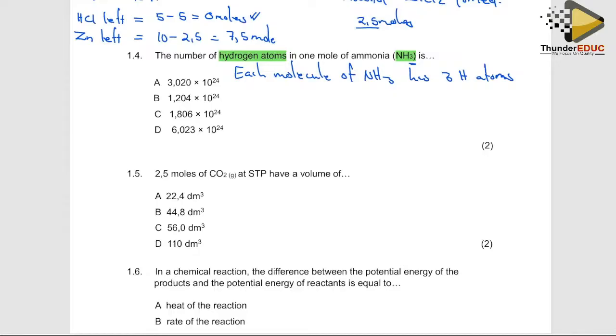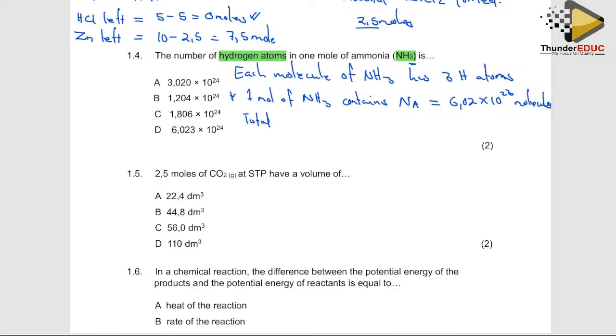Then after that, we're going to say how many moles? So 1 mole of NH3. 1 mole of NH3 contains how many? In terms of my Avogadro constant there, I'm going to say NA is equivalent to 6,02 times 10 to the power 23 molecules, right?